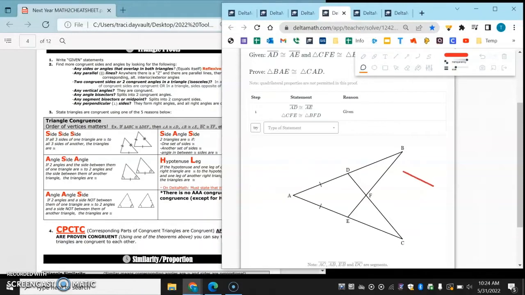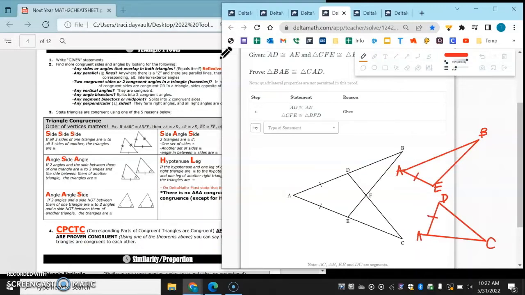We're going to be using a CPCTC earlier in the proof because it gives us already that 2 triangles are congruent. So I sort of separated out these triangles. We're going to look at triangle BAE and triangle CAD. Those are what we are ultimately trying to prove are congruent. So I'm going to label these. And AD and AE we already know are congruent, so I'm going to go ahead and mark those 2.